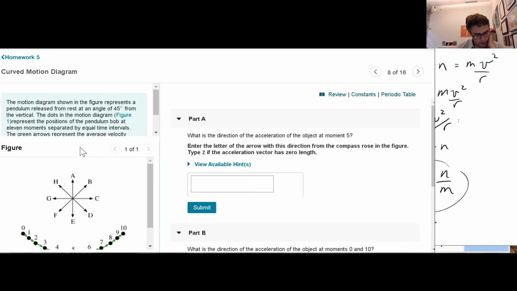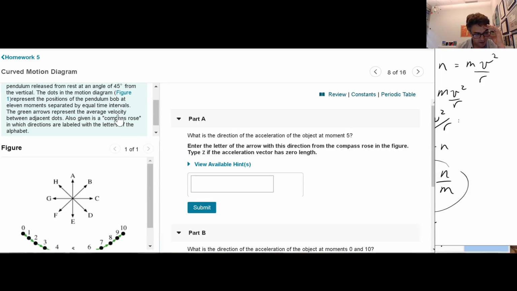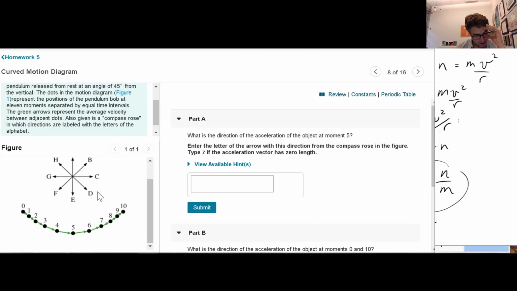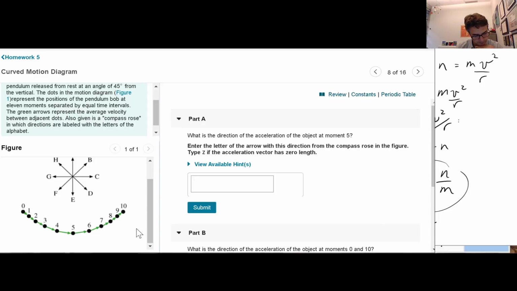Curved motion diagram. The motion diagram in the figure represents a pendulum released from rest at an angle of 45 degrees from the vertical. The dots in the motion diagram represent the positions of the pendulum bob at 11 moments separated by equal time intervals. The green arrows represent the average velocity between the adjacent dots. So it speeds up and slows down. Okay, got it? Also given is a compass rose.